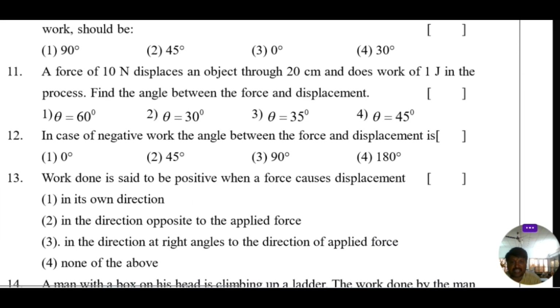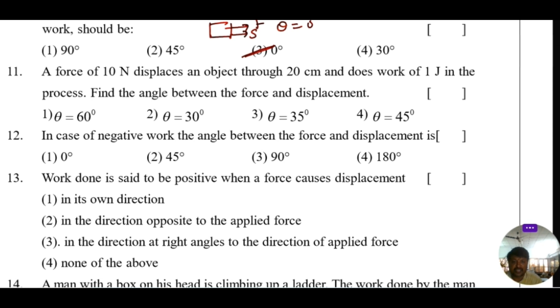The angle between the direction of applied force and displacement for maximum work done. We know very well, for maximum work done means direction of force and direction of displacement are in the same direction. Same direction means the angle between them is 0 degrees. So option 3 is the right answer for the 10th one. Then go to the 11th one.